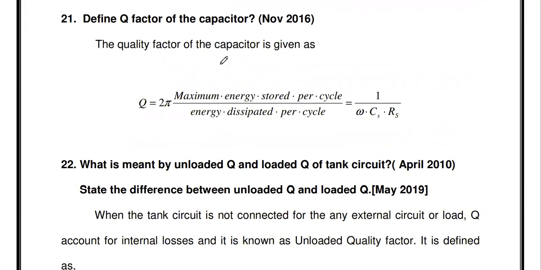Then the next question: define quality factor of capacitor. It's a November 2016 question. Quality factor we already discussed in circuit analysis, the same definition. Quality factor is the maximum energy stored per cycle divided by the maximum energy dissipated per cycle. So Q equals 2 pi into maximum energy stored divided by energy dissipated per cycle. The quality factor of a capacitor is 1 by omega Cs Rs. This is the formula.